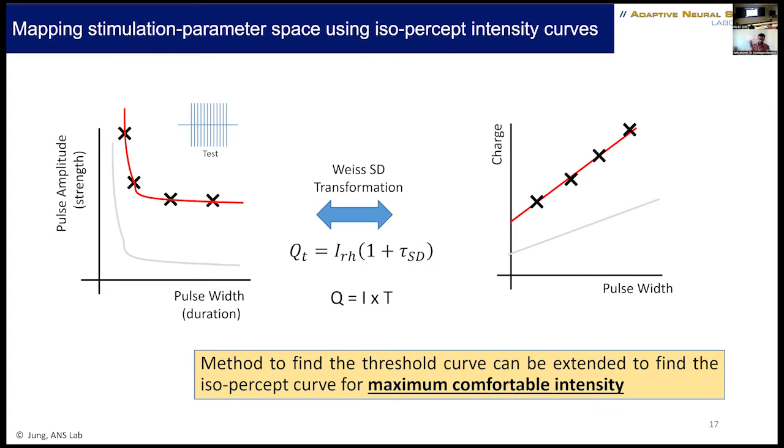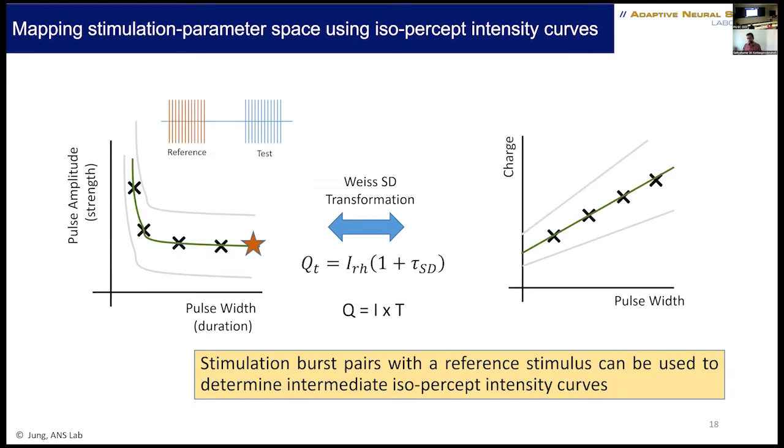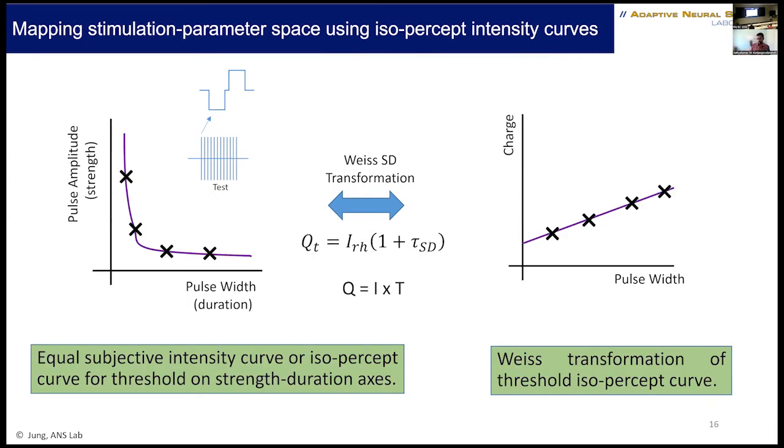Now, you can apply the same method to find the isopercept curve for maximum comfort level. And one thing I forgot to mention is you can find these points either using a single stimulus pulse or a burst of pulses. And in the experiment that I'm going to describe later on, we use the burst of pulses so that we also can look at how pulse frequency in that burst affects the location of the isopercept curve.